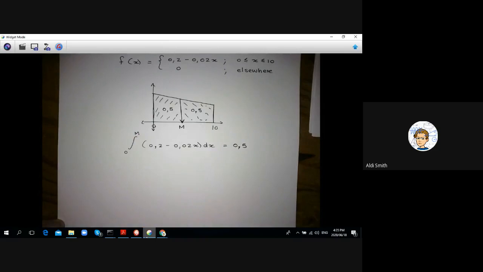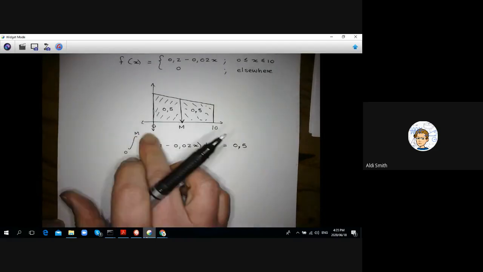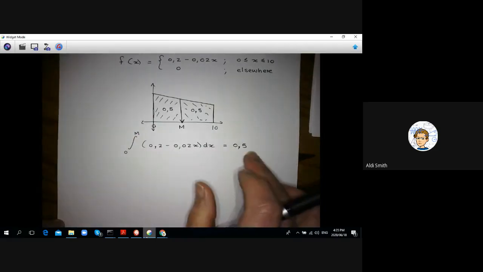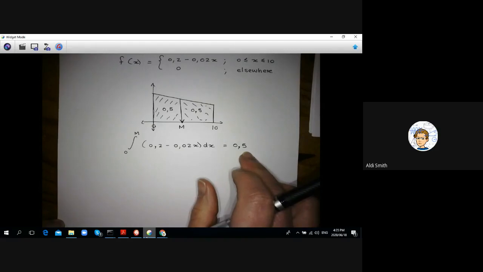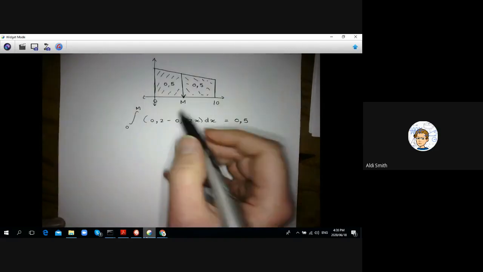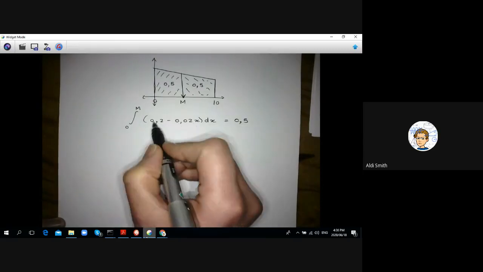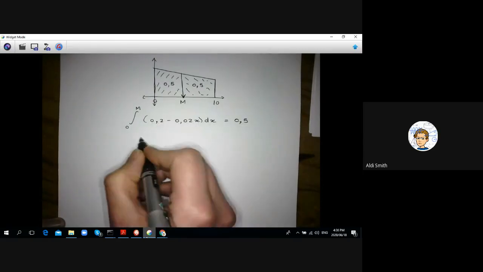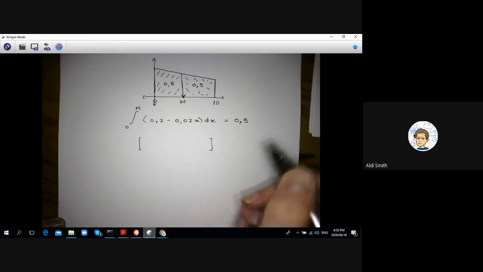Yeah, sure, you can use inspection and keep on typing in different m values until you get 50%, but that's going to take you forever and a day. It's actually going to be easier just to say to yourself, I have to integrate this. I have to work out the area underneath the curve. So I need those block brackets.